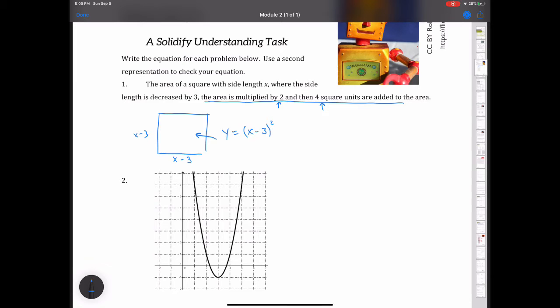And now it says that area is multiplied by 2. So I'm going to take this whole area and just multiply it by 2 by adding that 2 coefficient there. Okay? And finally it says 4 square units are added. So I'm going to add 4. And there we have it. All right, so now let's look at number 2.